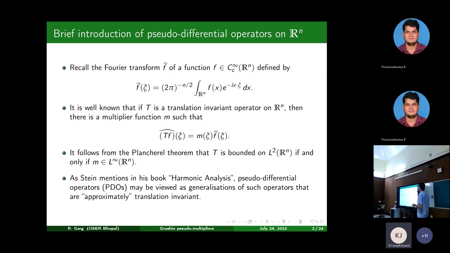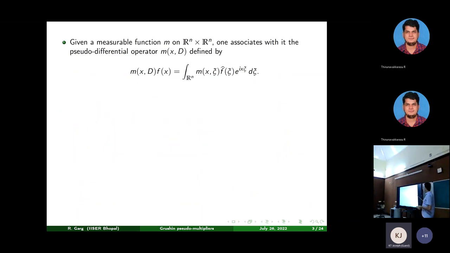And I think in all my last slides, whenever I speak about this topic, I really like what was mentioned in Stein's book, that pseudo-differential operators, which I will define in the next slide, may be viewed as almost translation invariant operators. There are many reasons to study those operators, but they are closely connected with this formulation, and they turn out to be actually very close to this notion of being translation invariant as well. There are many other reasons to study them.